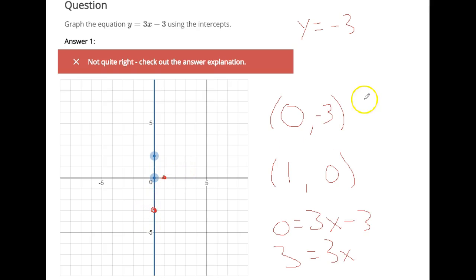Now, just out of principle, let's go ahead and solve for one more point and make sure that all 3 of those are on a straight line. If I plug a 2 in for x, I would get y equals 2 times 3 is 6 minus 3. So y equals 6 minus 3, which is 3. So the point 2, 3 would be a third point. And now I can verify they're all on a straight line. I have the correct line, and it looks like that.